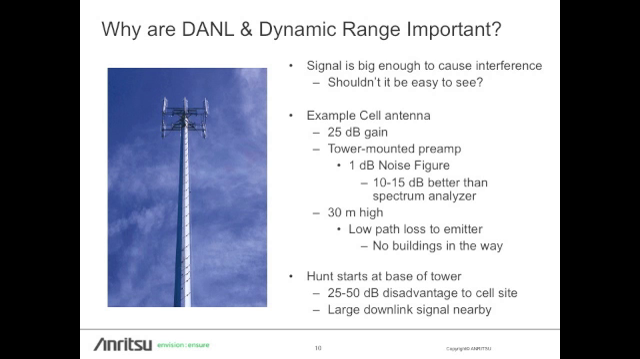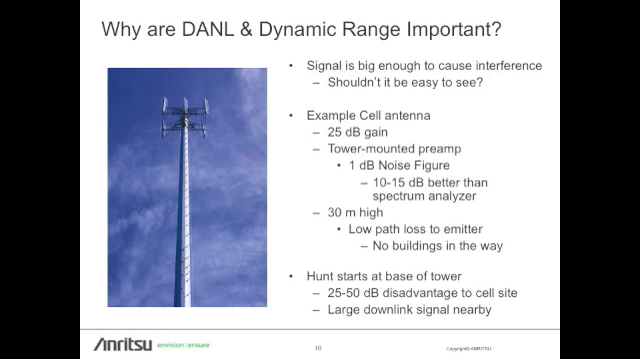So why are the dynamic range and DANL so important? You'd think that if there's an interfering signal, it has to be big enough to cause a problem, so it should be easy to see, right? Well, we're comparing a cell site antenna, for example, with an analyzer maybe on the ground. And our cell site might have a really nice antenna, maybe as much as 25 dB gain, with a preamplifier mounted right next to it with 1 dB noise figure. That's really good. And a spectrum analyzer doesn't have nearly as good a noise figure as that because it's broadband.